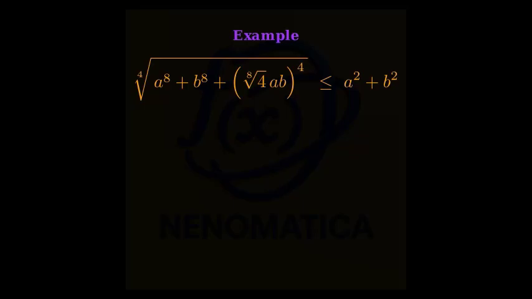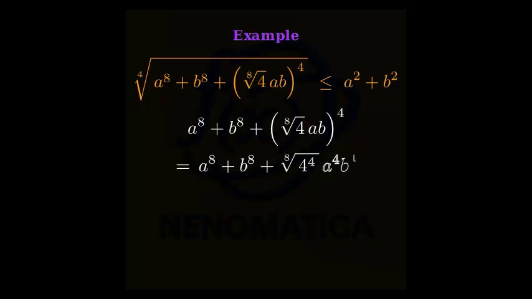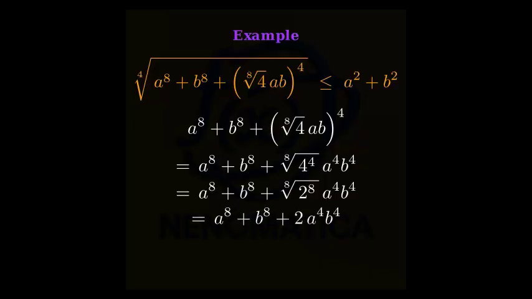Step 1. Simplify the inside sum exactly as follows. Start with a to the 8th plus b to the 8th plus the quantity 8th root of 4 times ab to the 4th. Replace that power by 8th root of 4 to the 4th times a to the 4th b to the 4th. Since 4 to the 4th equals 2 to the 8th, its 8th root is 2. Therefore, we have a to the 8th plus b to the 8th plus 2 a to the 4th b to the 4th. Recognize this as a perfect square, namely a to the 4th plus b to the 4th, all squared.